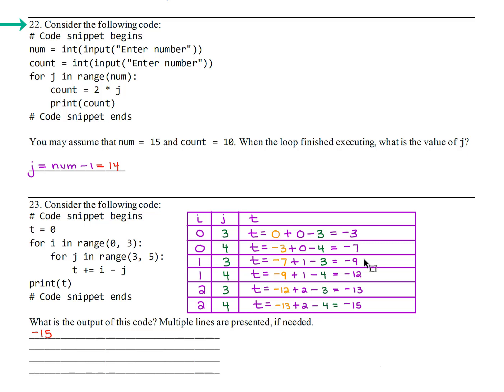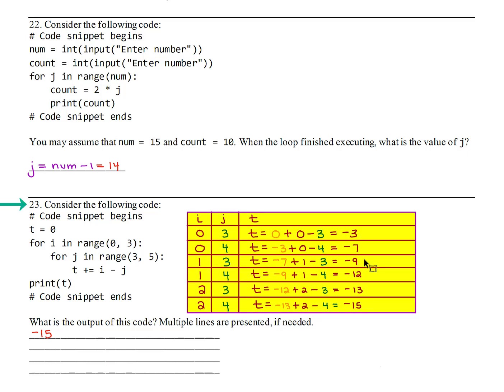22. Let's look at this code segment. I'm not going to read it. So now we have num. We can assume that the user has entered 15 for num and 10 for count. When this loop is finished executing, what is the value of j? You need to step through that. I'm not showing that here. It would be, since it's just one simple loop, we know what will happen. It terminates at num minus 1, so the answer is 14.